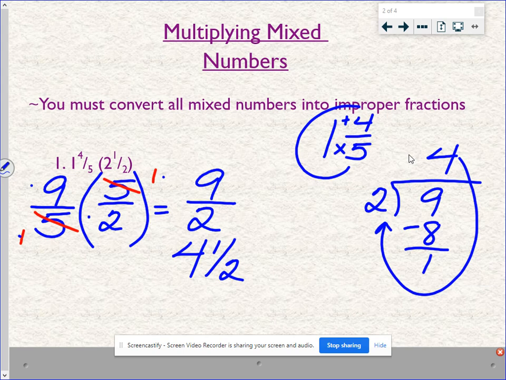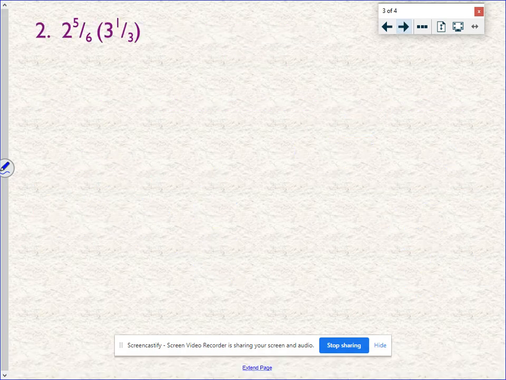Okay? Again, you must convert all mixed numbers into improper fractions, and then you can do your cross cancel. And then at the end, if you have to simplify by converting an improper fraction to a mixed number using your fishhook, then that's what you must do. Example number 2. 2 5/6 multiplied by 3 1/3.